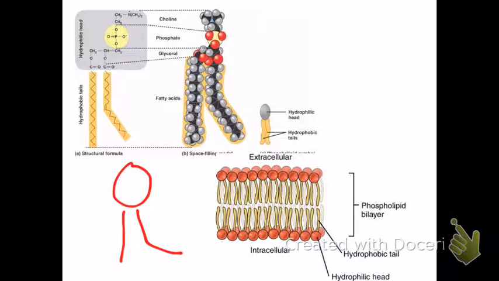The head of the phosphate is hydrophilic, so think about it as drinking the water. It loves water. And the tails are like cat feet. They hate water.